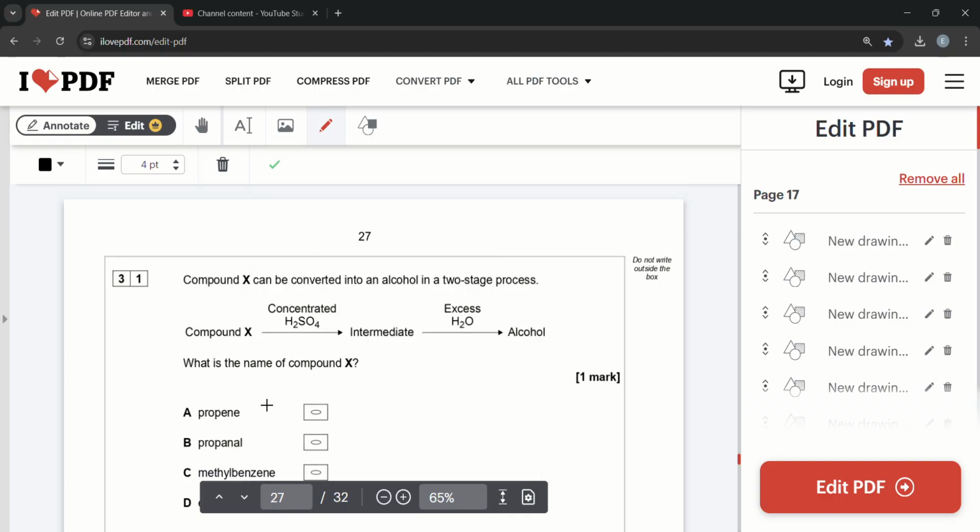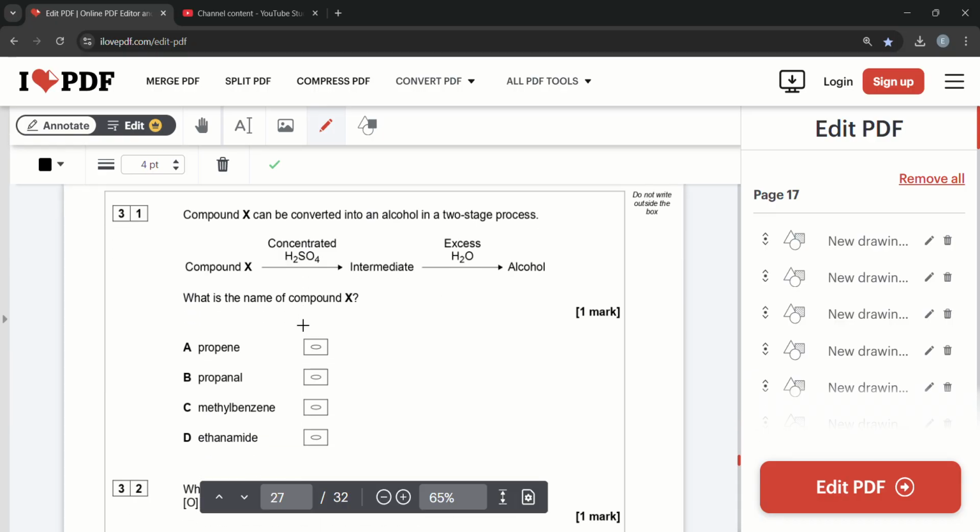What is the name of compound X? It's not a test on your mechanism. It is a test on your mechanism, but it's how well do you know your mechanism, and then how can you apply it to this type of question. Well, we're going from a compound, so let's just say question mark, reacted with H2SO4, sulfuric acid, forming an intermediate, and then we're adding excess H2O to form an alcohol.